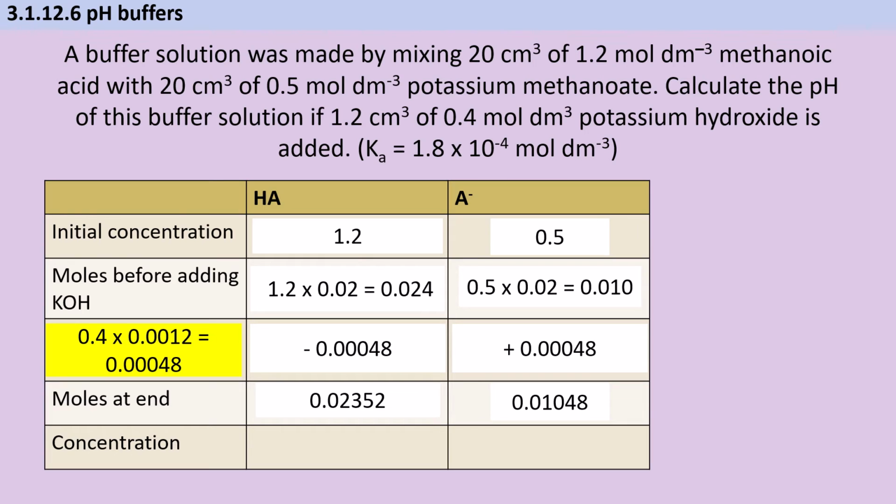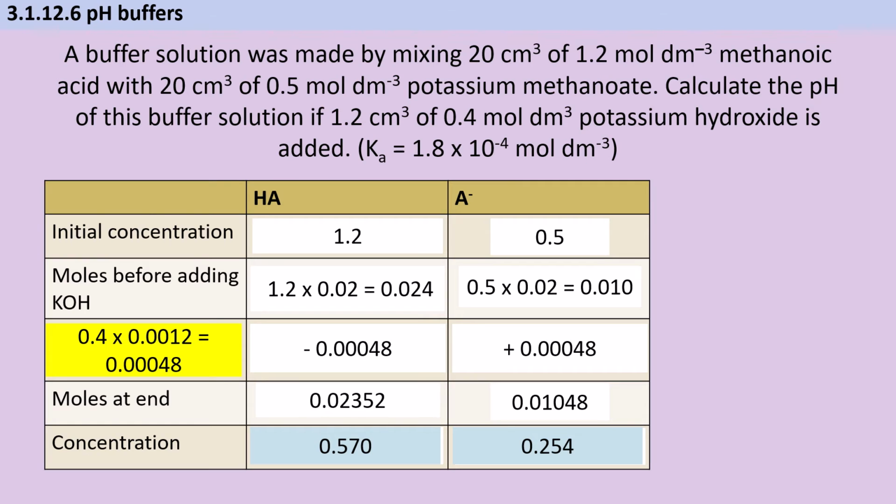And then I'm going to join together the volumes of the methanoic acid and the potassium methanoate and the potassium hydroxide that's been added to that to give me a total volume of 41.2 centimetres cubed, so 0.0412 decimetres cubed. And when I do that division, I get a concentration of 0.57 for my acid and a concentration of 0.254 for my anion.